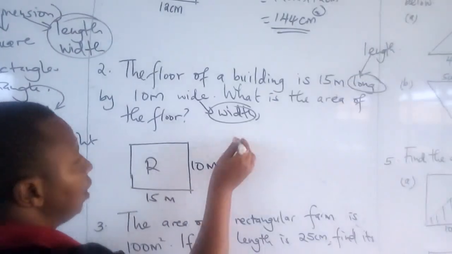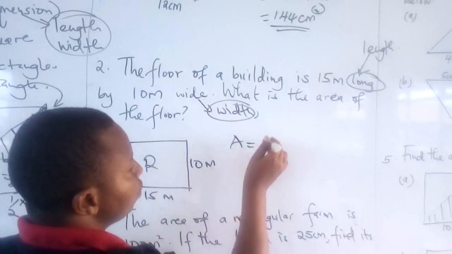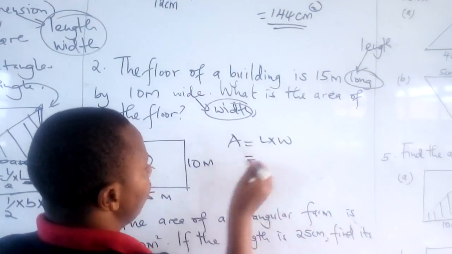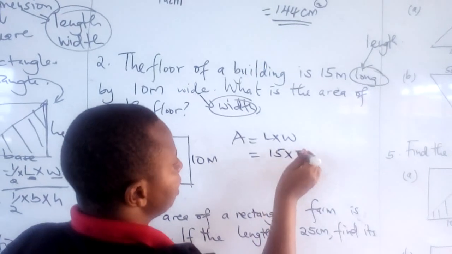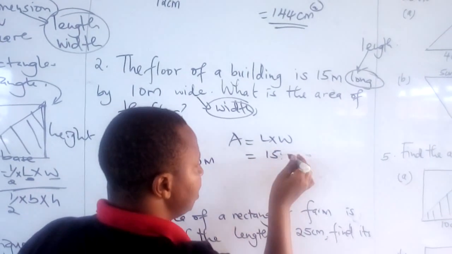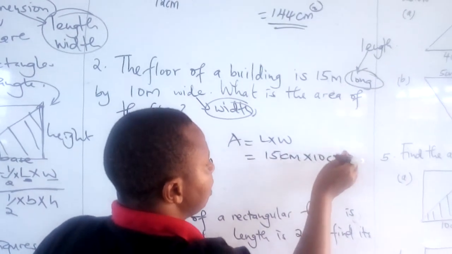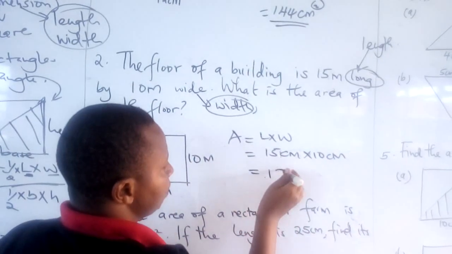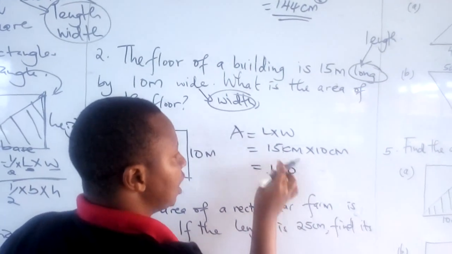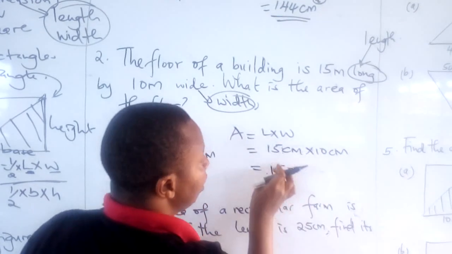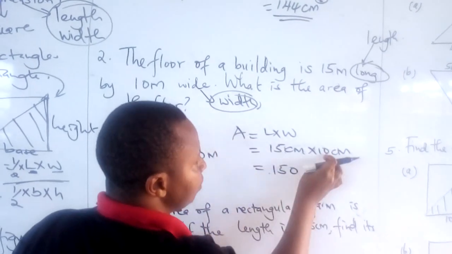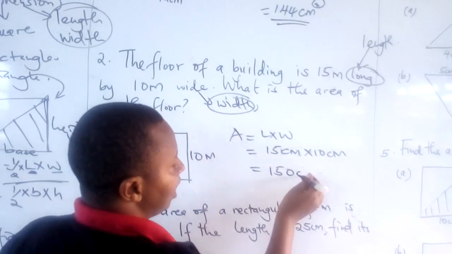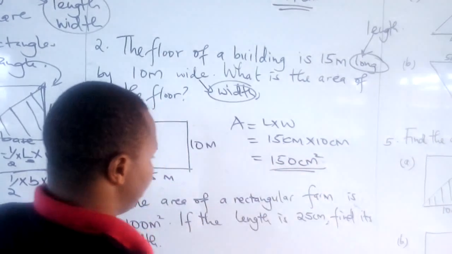This is a rectangle, and area of a rectangle is equal to length times width, which is equal to 15 times 10, which is 150. That is 15 times 1 is 15, and a 0, just put it there, then meters squared.